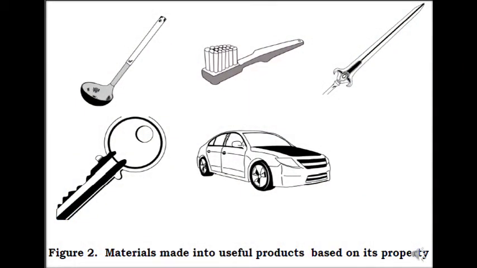Ayan. So meron dyan ladle, toothbrush, sword, car, and key. So what are the processes to make them useful? So meron dyan hammering, meron dyan bending, and others to make these materials into useful products based on their property.